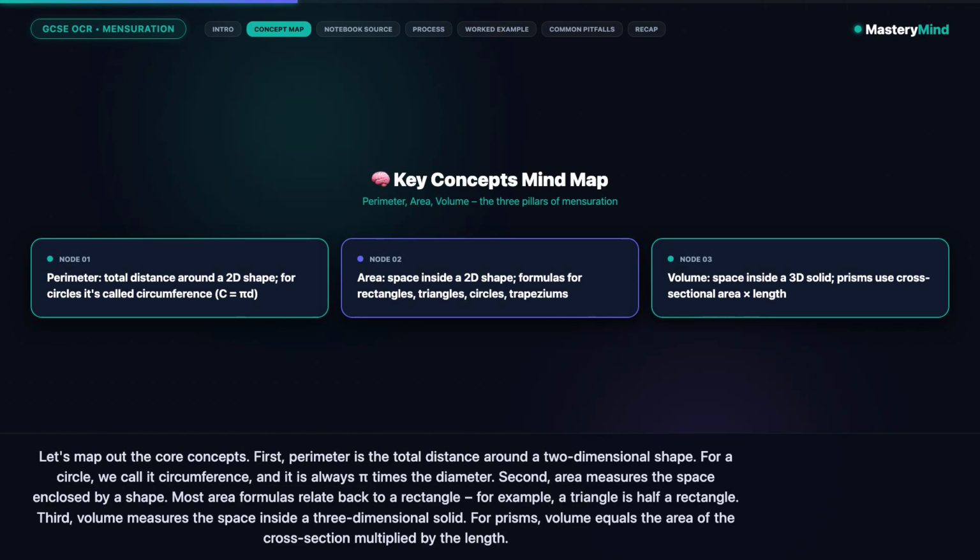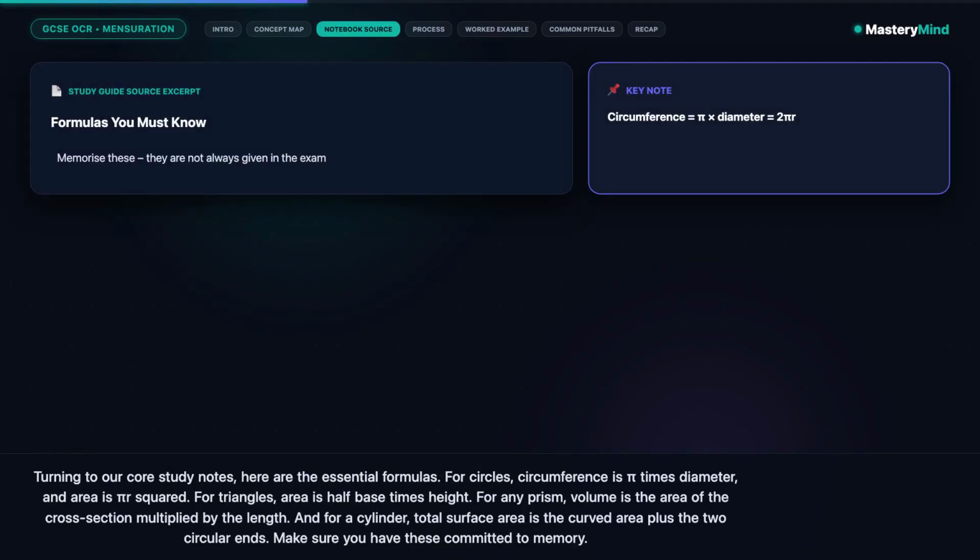Turning to our core study notes, here are the essential formulas. For circles, circumference is pi times diameter, and area is pi r squared. For triangles, area is half base times height. For any prism, volume is the area of the cross-section multiplied by the length. And for a cylinder, total surface area is the curved area plus the two circular ends. Make sure you have these committed to memory.